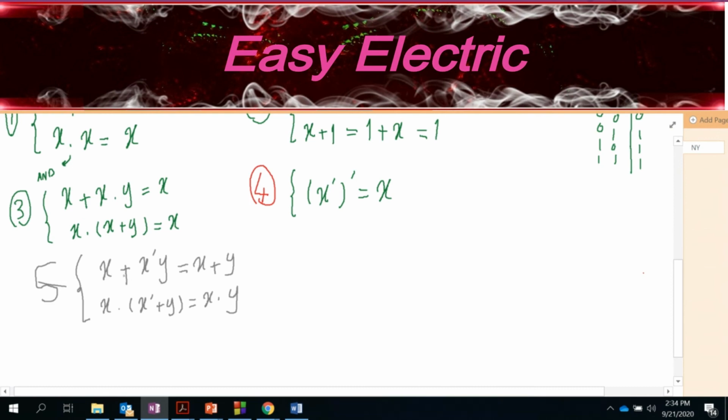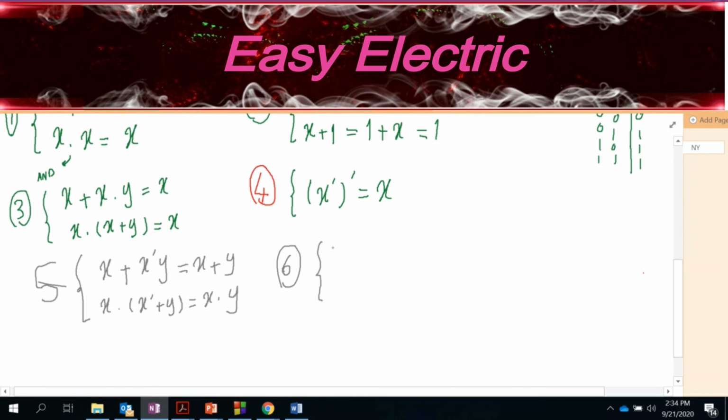If I want to read that the right way, you need to say: if you OR a variable with the AND of the other variable with its NOT, it should be that variable ORed with y, which is x or y. Similar for AND: x and (x prime plus y) equals x and y. The proof is in the book. We just use it in this shape that you see. This is number 5.